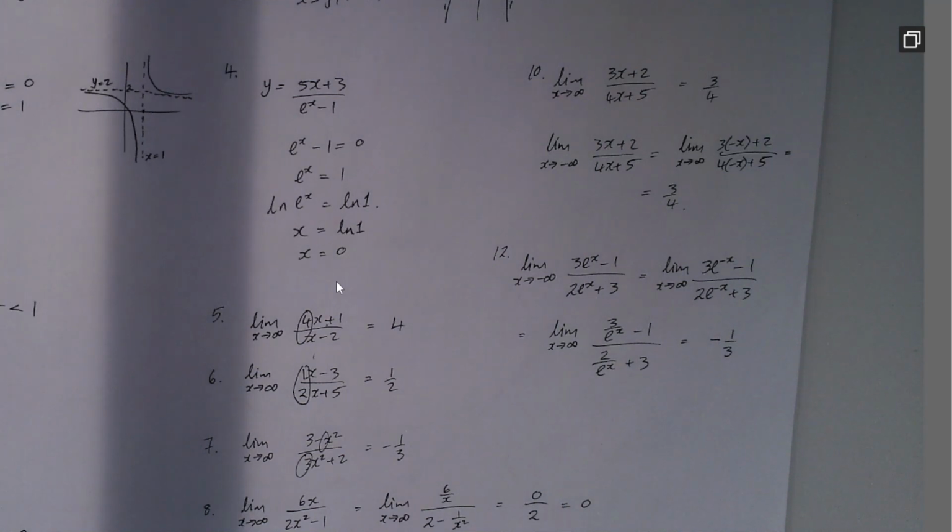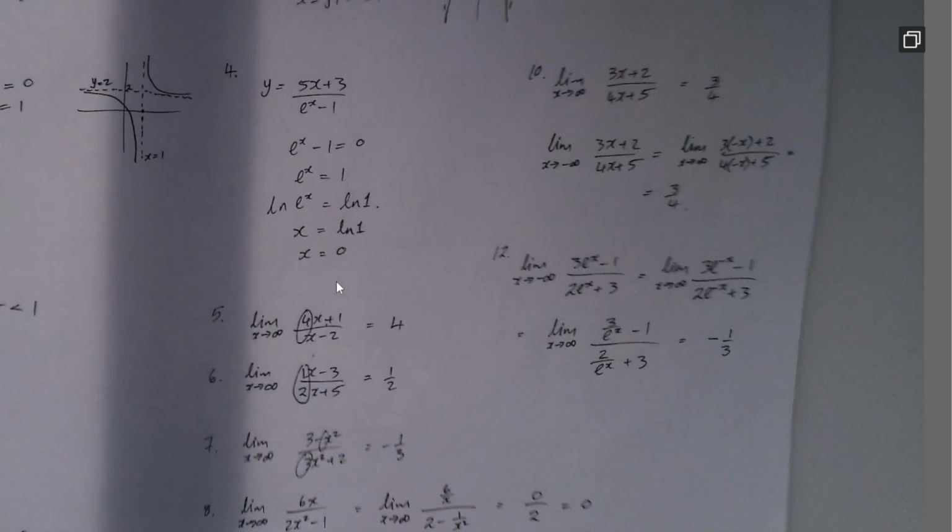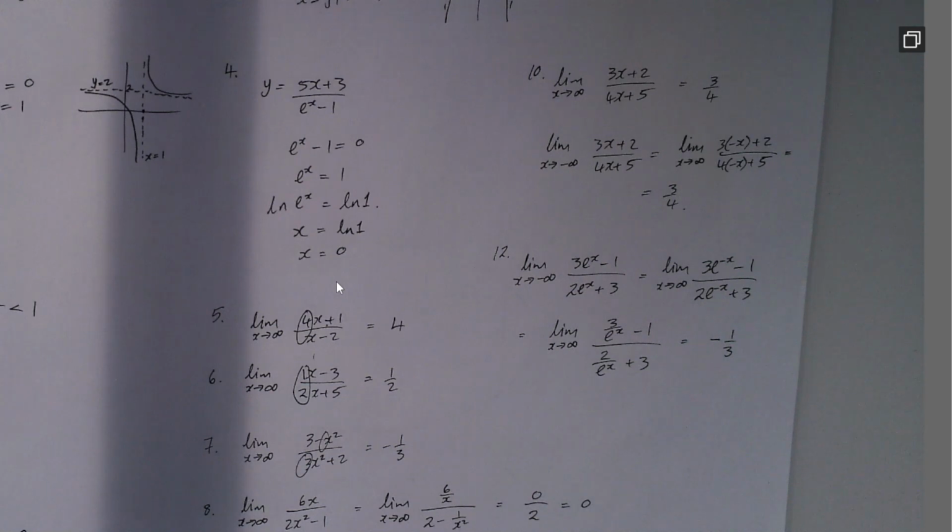Right. Question 3. Find the horizontal asymptotes of each of the following. Right, so first, the vertical asymptote of question 3. Now, to find the vertical, we let the bottom part x plus 2 equal 0. So x equals minus 2. So that's the vertical.